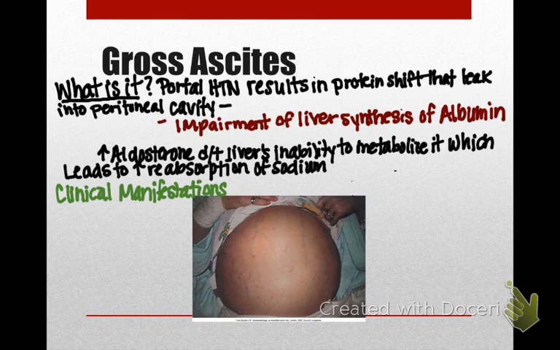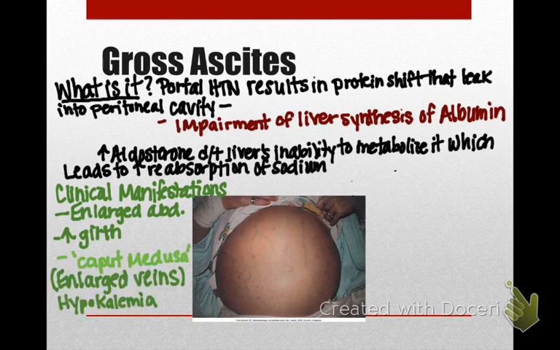So, enlarged abdomen is your clinical manifestation. Increased girth. Does everybody know what that is? You measure the abdomen, so you're going to have a larger girth. If you've ever been pregnant, sometimes they measure your girth, your stomach. You may see the caput medusa, which are the varicosity-like or enlarged veins on the abdomen. Hypokalemia.